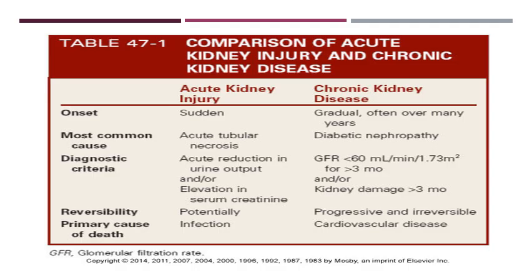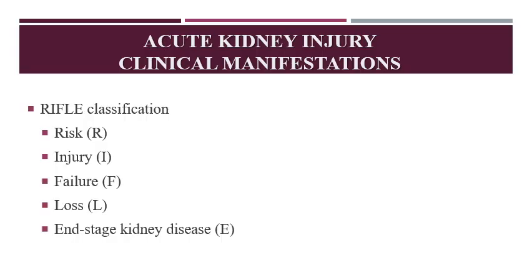Acute kidney injury. Acute kidney injury is something that just happened. Usually it's from some sort of injury or accident. The acute kidney injury has a RIFLE classification. I don't really want you to worry about that right now.